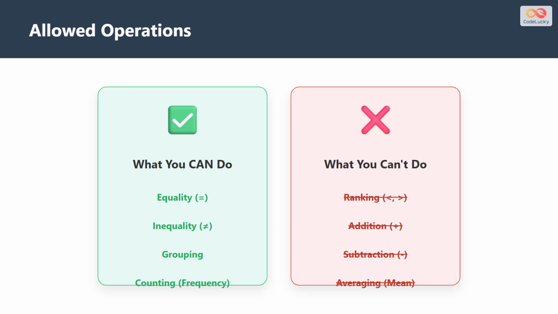Because nominal data is just categories, your math options are limited. You can check if two things are equal or not equal. You can group them and count how many are in each group, but you cannot rank them, add them, subtract them, or calculate an average like the mean.